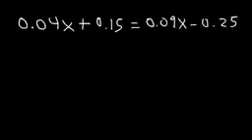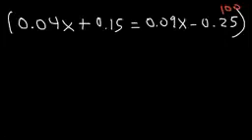Notice that most of the numbers that we have here have 2 digits after the decimal point. So therefore, we need to multiply both sides by 100. If there was only 1 digit after the decimal point, we'd multiply both sides by 10. So we've got to multiply every number by 100.